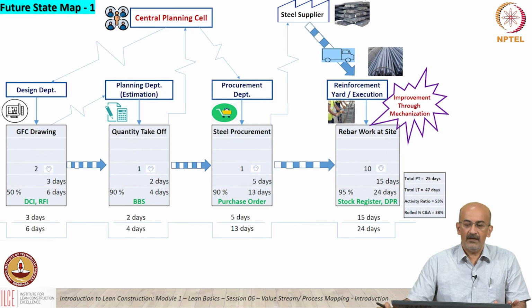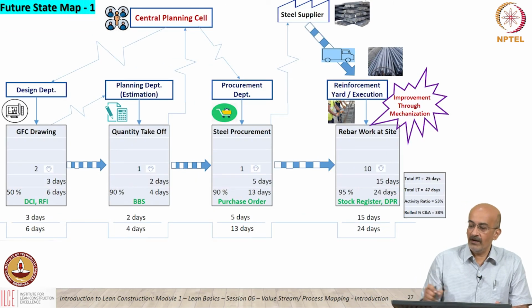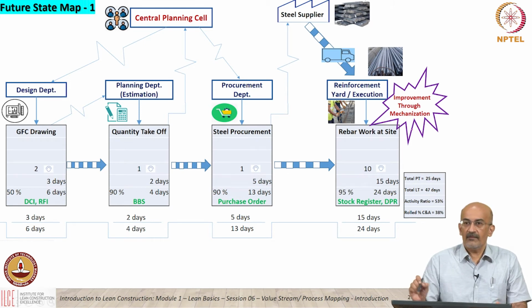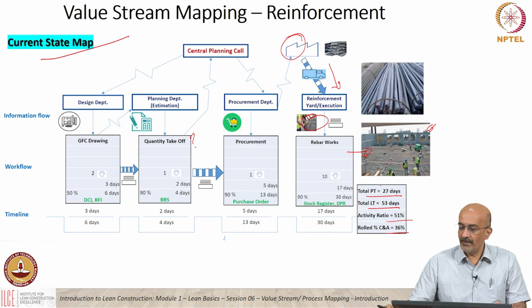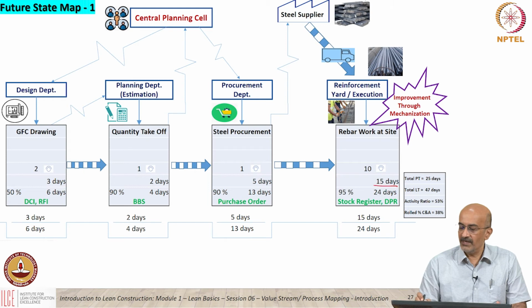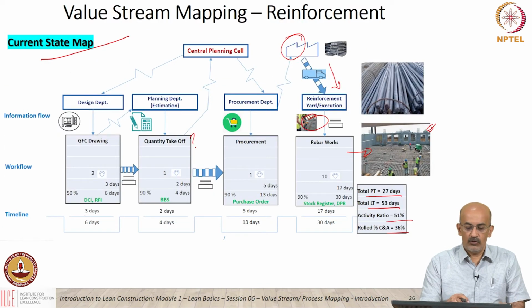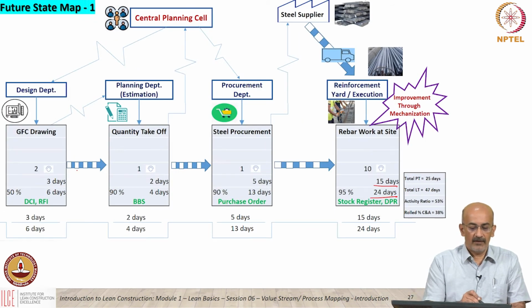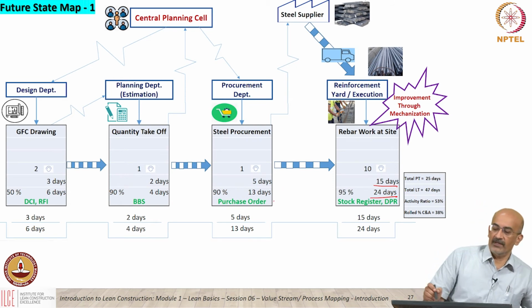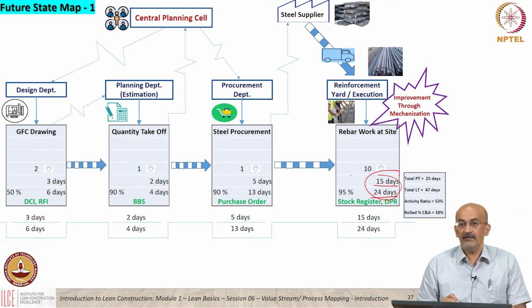So let's look at the first proposed idea, future state map 1. They said, okay, we're going to mechanize the reinforcement work here. Not much improvement. Through mechanization, things happen. So this went from 17 to 15 and this went to 24. So there was some improvement, everything else remains the same: 3, 6, 2, 4, 5, 13. Only here there has been a change and that is reflected in the metric. It's a minor change.